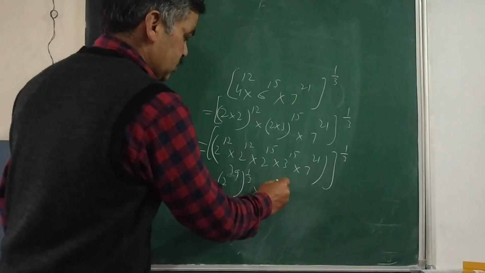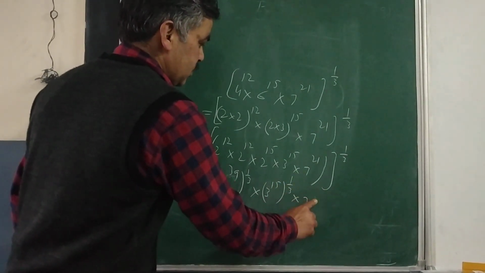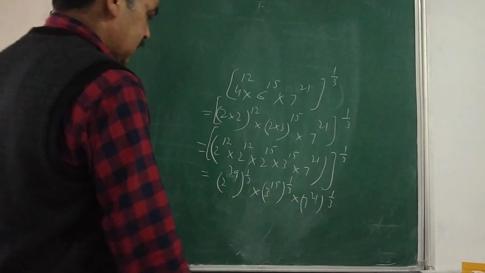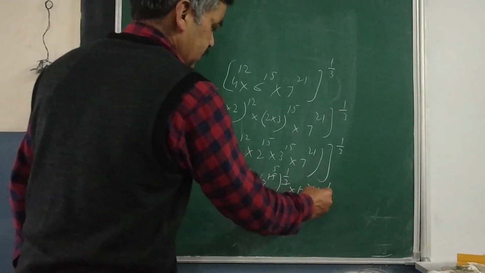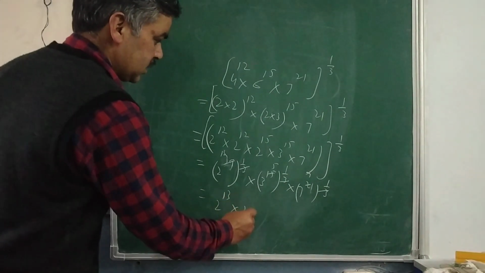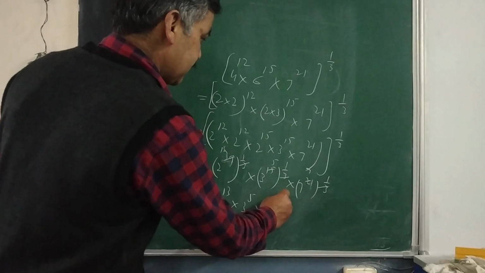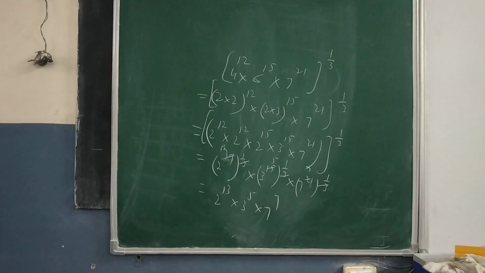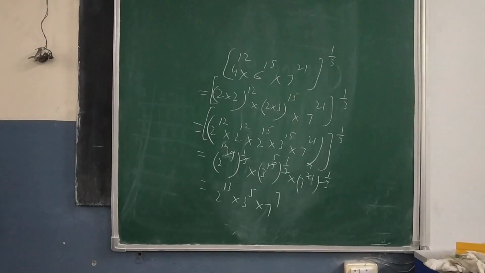Then 3 raised to the power 15. Again it is 1 by 3. 7 raised to the power 21. Again power 1 by 3. So if you do this, 13, 5, 7. So it is 2 raised to the power 13, 3 raised to the power 5, and 7 raised to the power 7. So 2 raised to the power 13, and then 3 raised to the power 5 and 7 raised to the power 7.